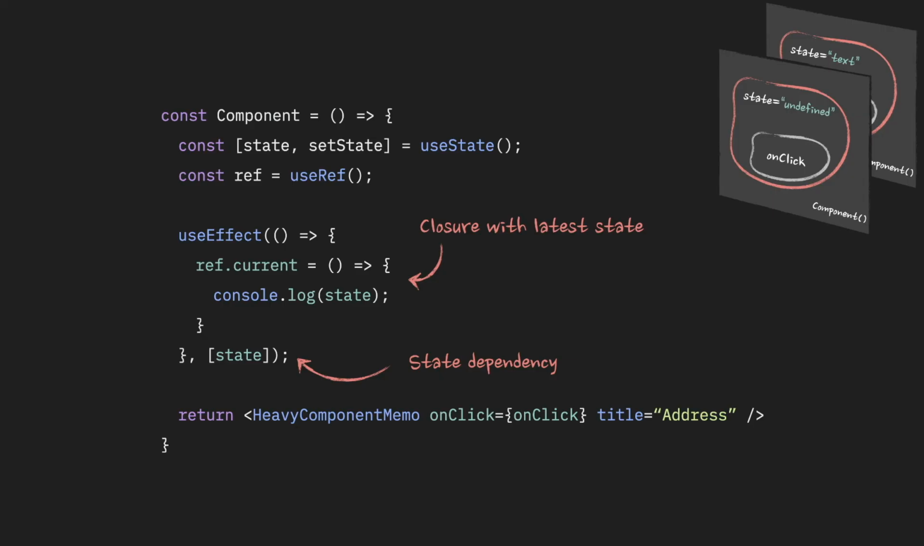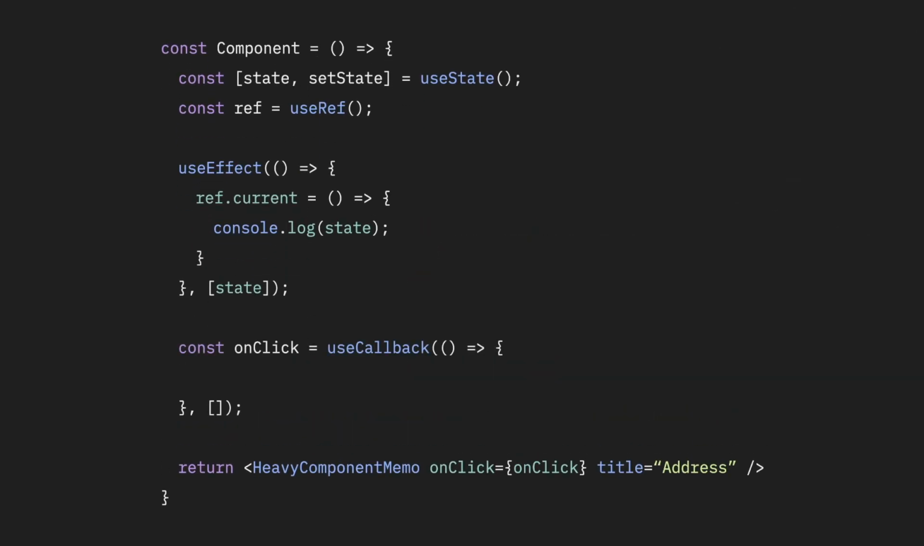But we can't just pass that ref to the heavy component. It changes with every state, so it will be no different from wrapping that function in use callback. Instead, let's create a new onClick function that doesn't depend on state and that we will pass as a prop to the heavy component. No dependencies, the function is never recreated, and memoization will work as expected. The only tiny problem, of course, is this function doesn't do anything. Let's fix that. All that we need to do now is just to call the function that we attached to the ref.current inside our onClick.